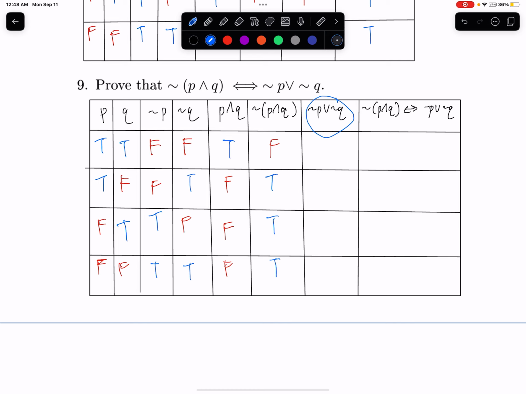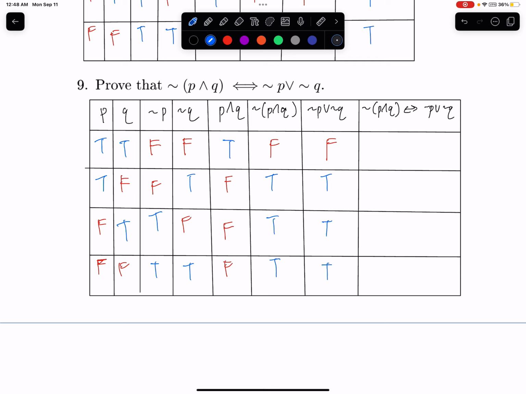Now I've got not P, not Q. Those two guys, right? Combining them with an or. Or means as long as one or the other is true. And at the top, they're both false, so that's at one time it's false. And otherwise, it's true at least in one spot. So that's true, true, true.